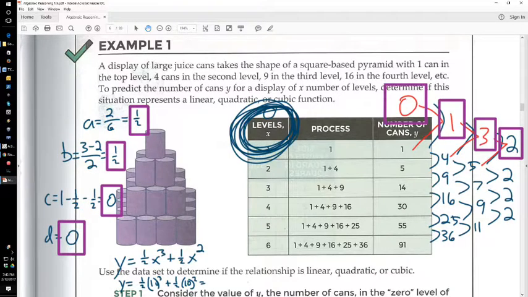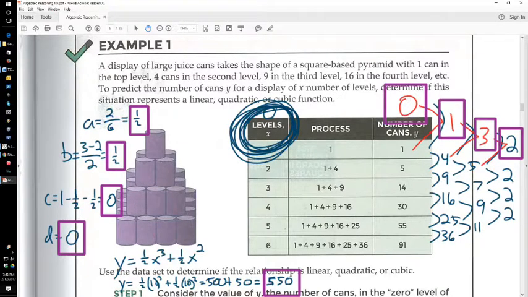So 10 to the third power is 1,000, divided by 2 is 500. 10 squared is 100, divided by 2 is 50. So 500 plus 50 will be 550. So in order to make a stack of cans that is 10 levels high, you would need a total of 550 cans to do it, at least using the model that they did. Cool? Alright.